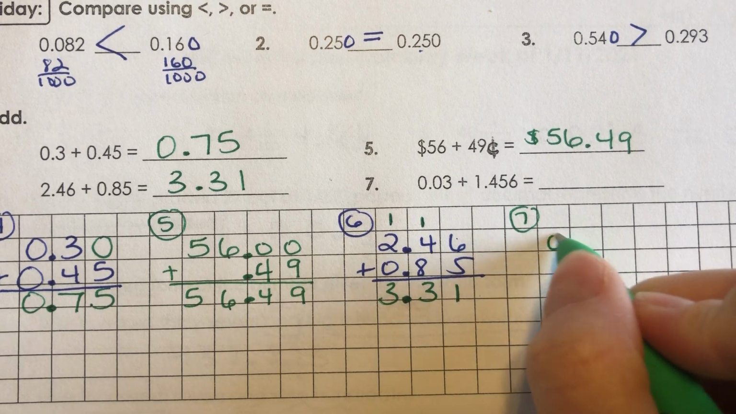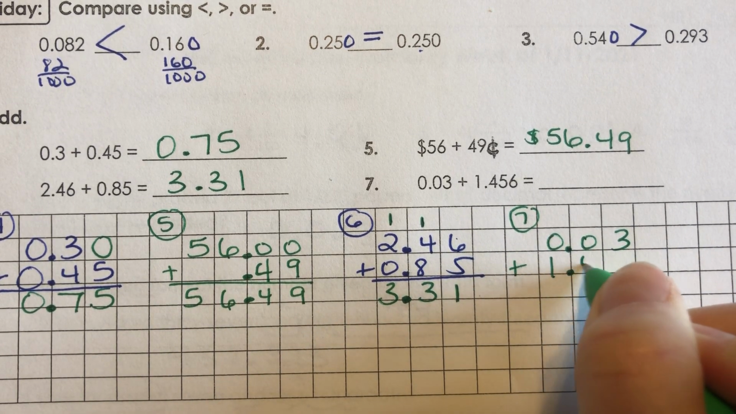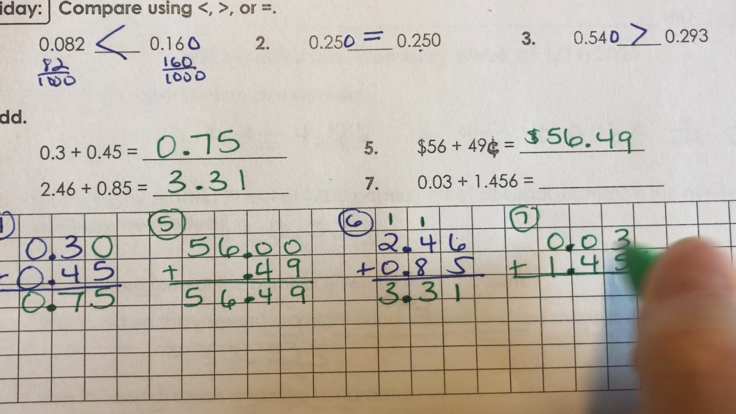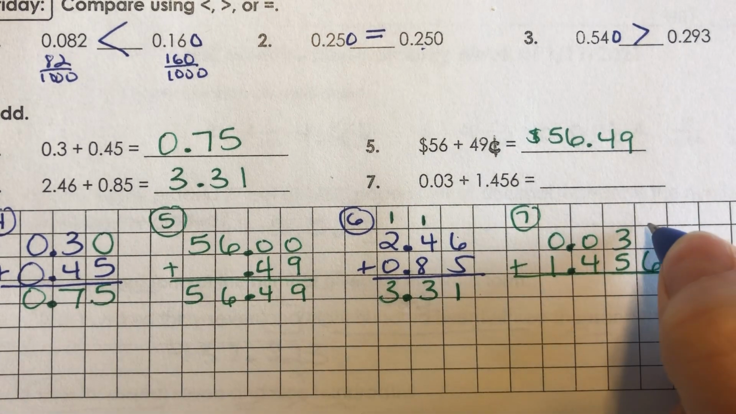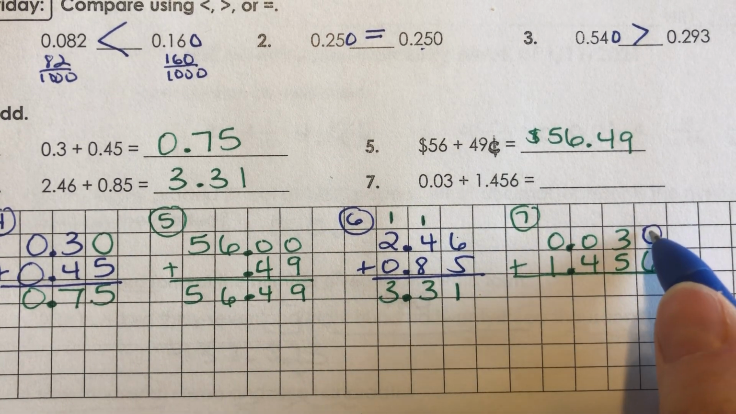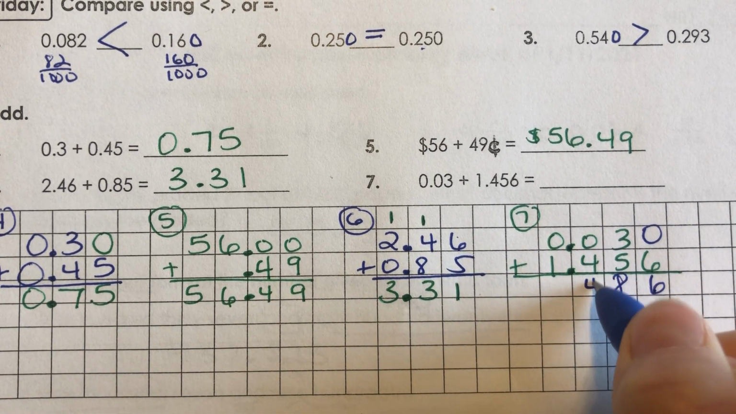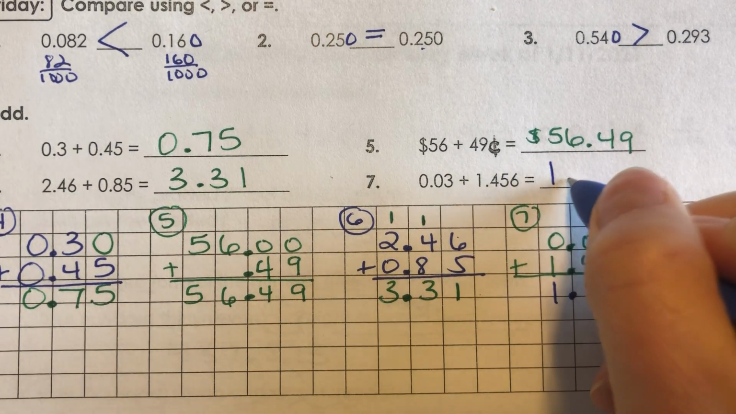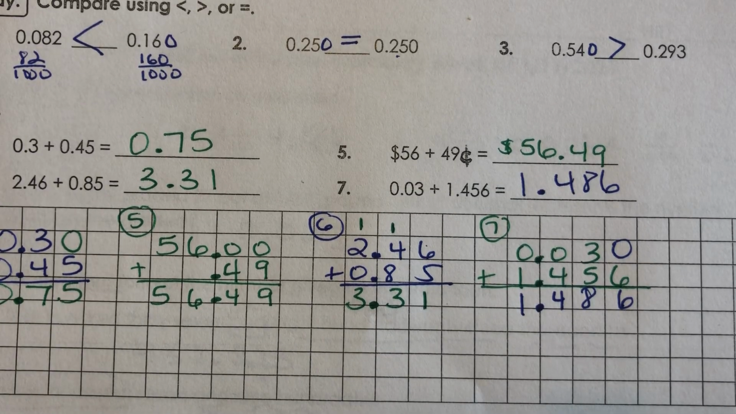And we are now at number 7. We have 0.03 plus 1.456. And again, these decimal points are lined up. Above the 6, you could put a 0. You could just leave it blank. Either one's fine. 0 plus 6 or nothing plus 6 is 6. 3 plus 5 is 8. 0 plus 4 is 4. I bring down my decimal point, and 0 plus 1 is 1. So 1.486 would be your answer for that. Okay.